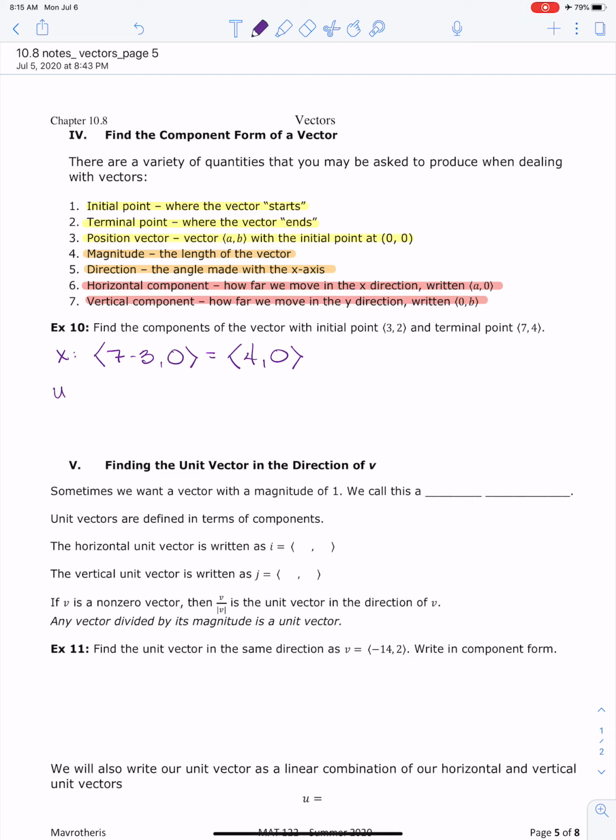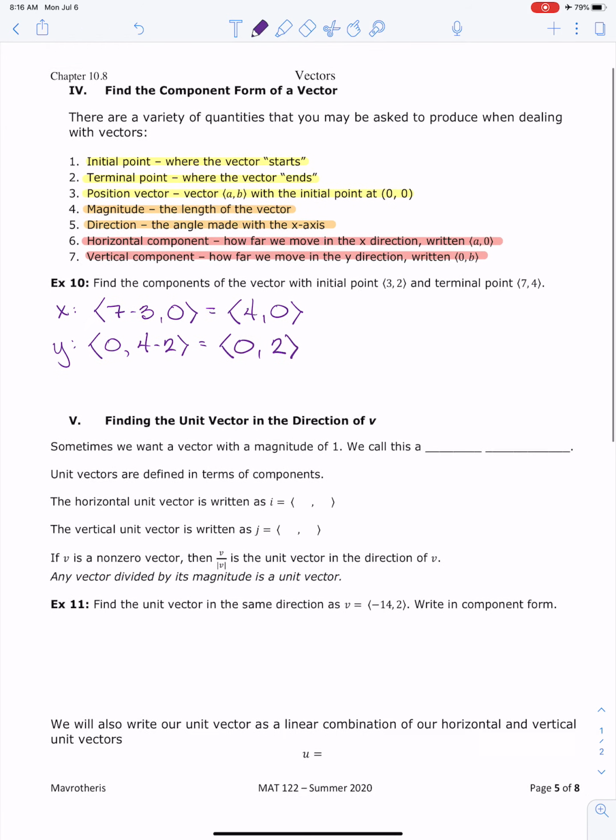I can do the same with the y. This time, though, I don't care what's going on in the x direction. I just want to deal with that y shift. My terminal point is 4. The initial point is 2. I get that vertical component of positive 2, so 0, 2.